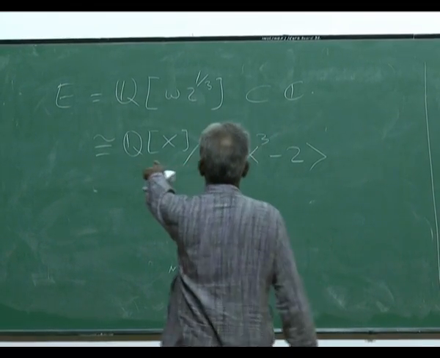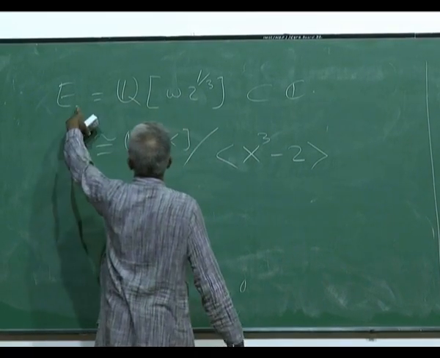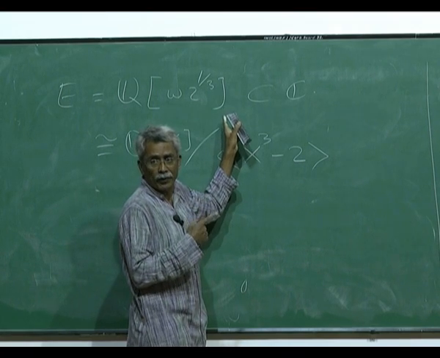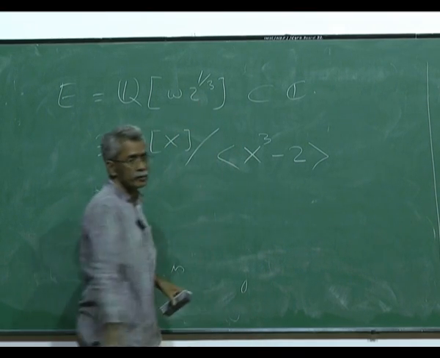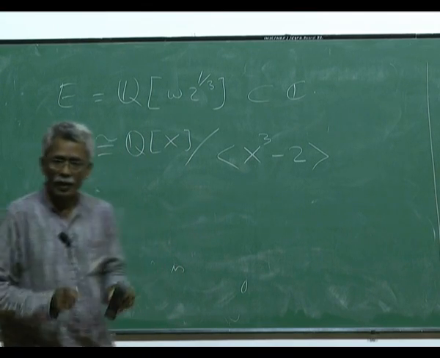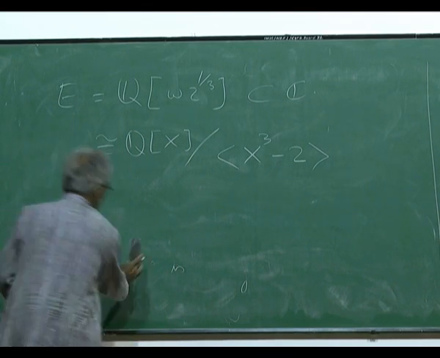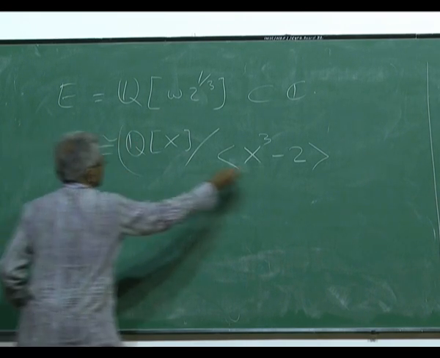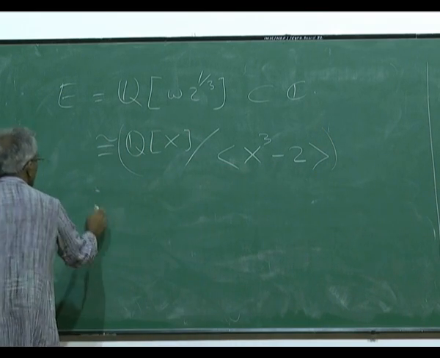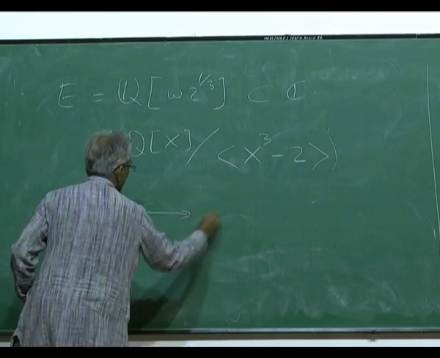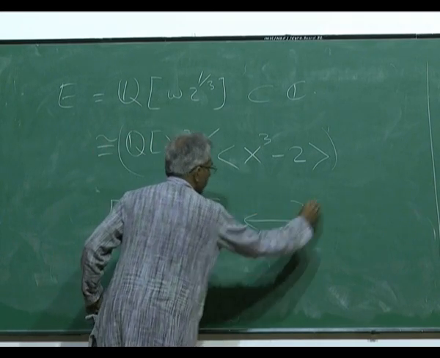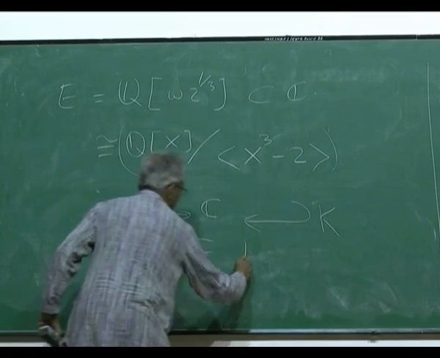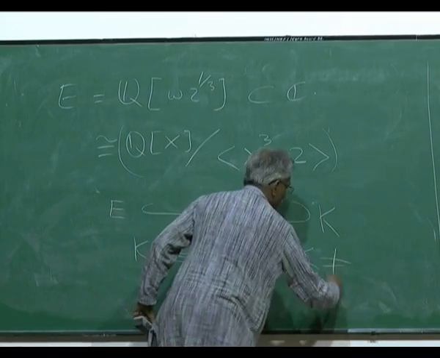So I have another field. Now this time this E is contained in C. It is not a subfield of R because I have written complex numbers. So what has happened is the same field embeds in the complex numbers. I have found two ways of embedding. E embeds in C, and of course K also embeds in C. K is isomorphic to E, but K is not equal to E.